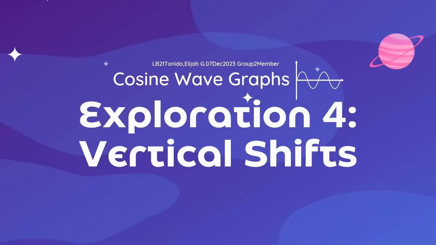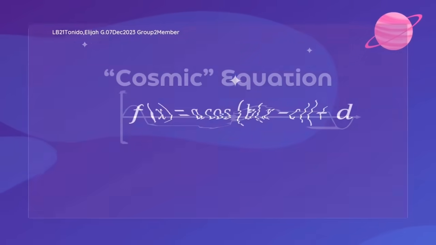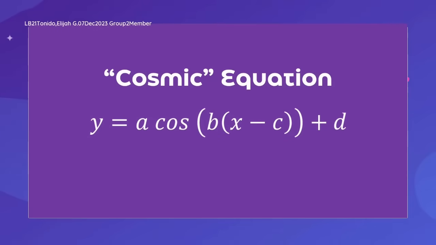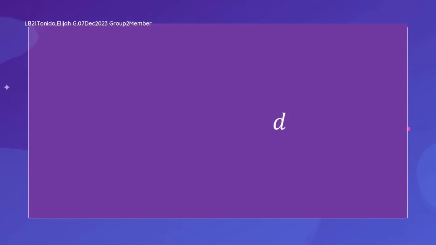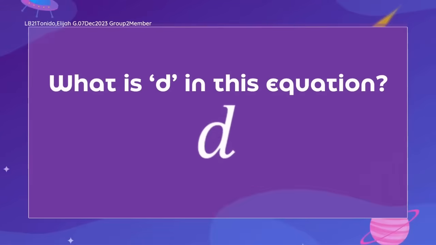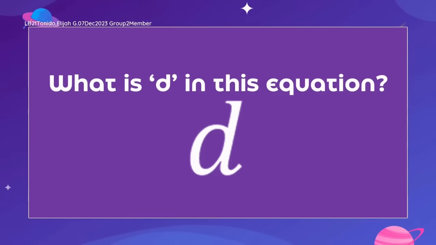I'm Shift Virtuoso, your guide through the wonders of the vertical shift in the cosmic equation y equals a times cosine times the quantity b times the quantity x minus c plus d. Today, we'll unravel the secrets of how this magical d transforms our cosmic journey along the vertical axis. Let's dive in! First things first, what exactly is d?